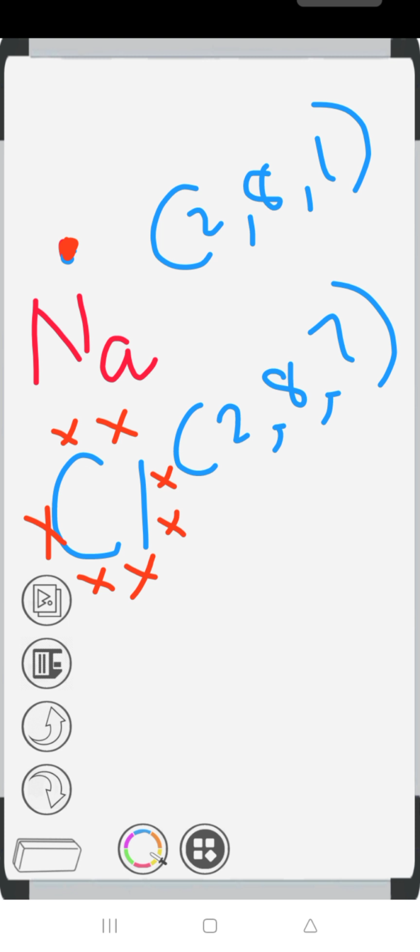So sodium's electron I have denoted by a dot here. एक ही electron है outermost shell में. And chlorine has 7 electrons in the outermost shell, so I have represented them by cross marks: 1, 2, 3, 4, 5, 6, 7. My crosses are looking like stars, but in your exam, neatly with your pencil, you are going to draw the cross mark.